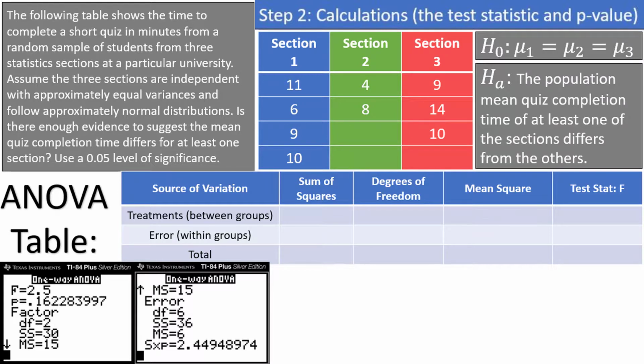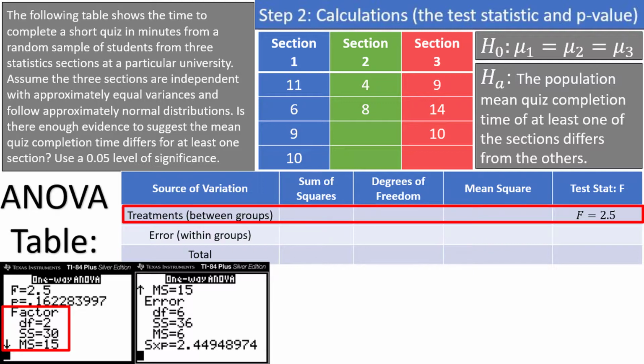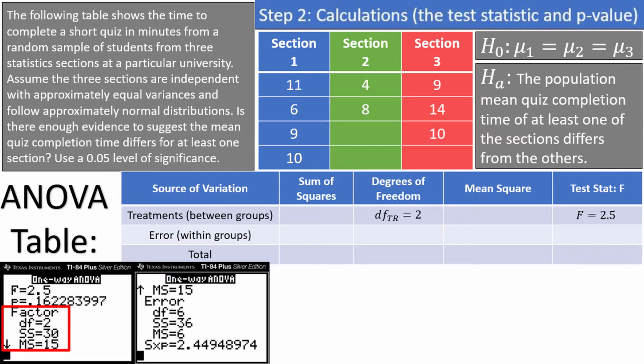The F value is 2.5. The P value is 0.1623, which doesn't go into the table. The factor information relates to the treatment or between groups variation. The degrees of freedom treatment are 2, the sum of squares treatment is 30, and the mean square treatment is 15. On the second screen, which is just scrolled down on the ANOVA output, we have the error information, with 6 degrees of freedom, 36 sum of squares error, and 6 mean squared error.